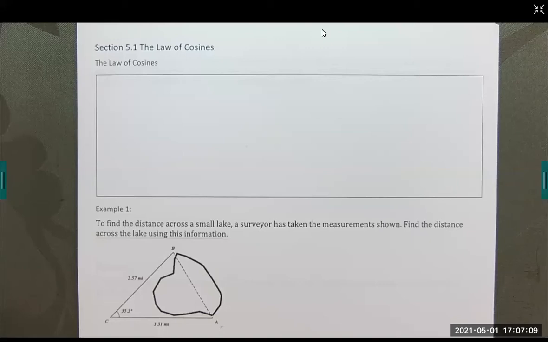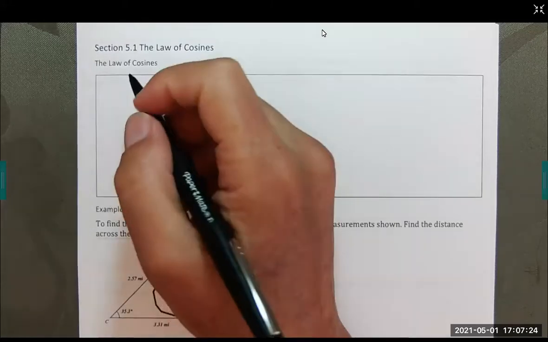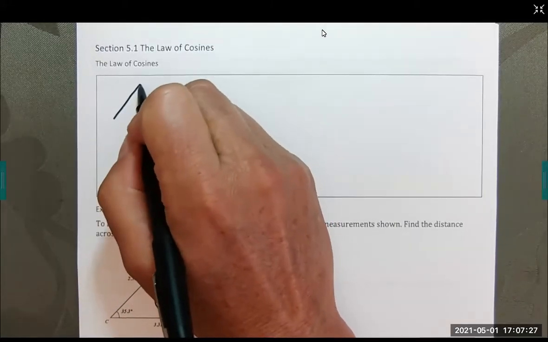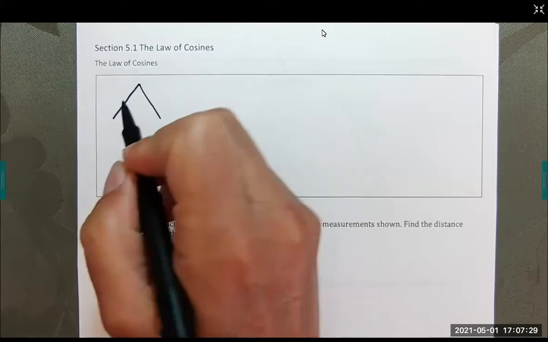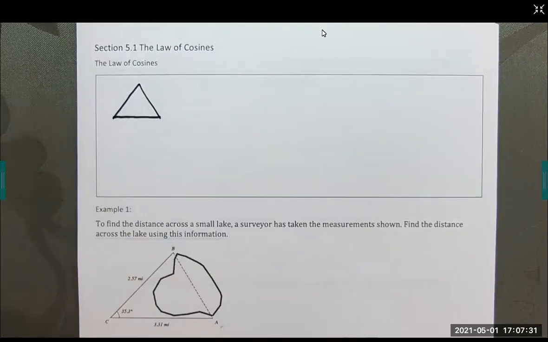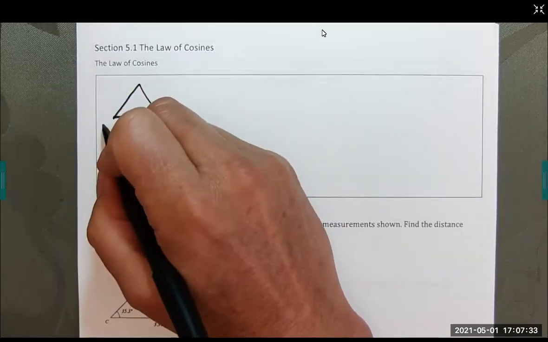All right, here we are starting chapter 5, and we're going to start with the law of cosines. Now, there is a law of sines. That's going to be a different video. And the law of cosines actually is not that difficult. To use law of sines, it gets a little tricky. For the law of cosines, we're going to start with a non-right triangle. And how do we solve those? That's what the law of sines and cosines are for.